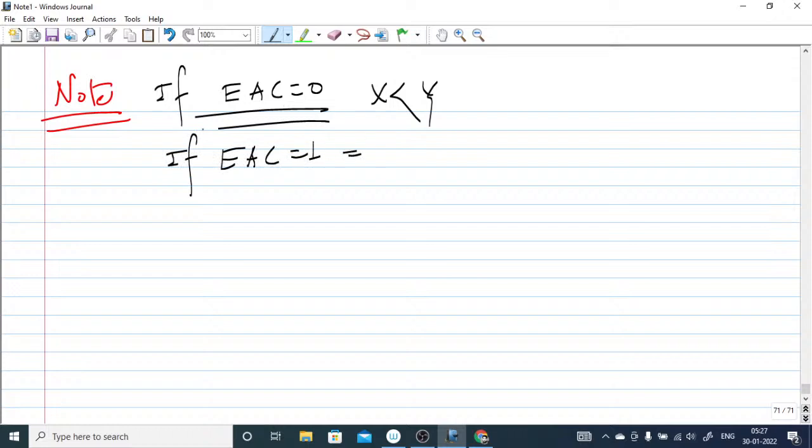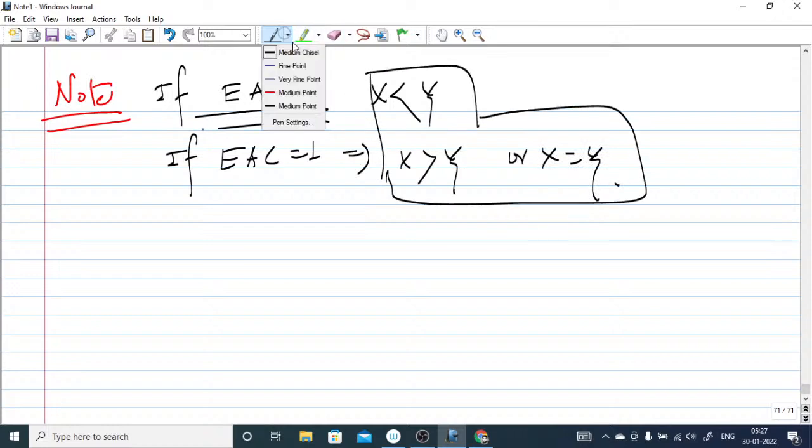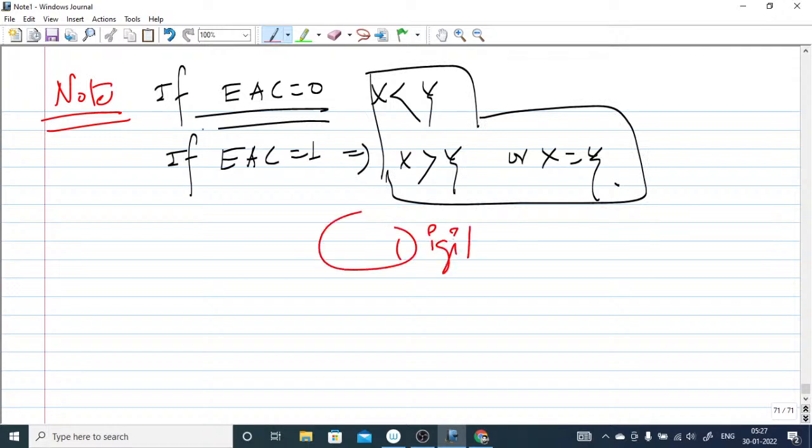And if EAC is equal to 1, it means that EAC will be 1 when x is greater than y or x is equal to y. This kind of concept, when digits are greater or lesser, will be understood when we talk about the digital comparator. We will have to design one comparator which will compare which of the two digits is greater than the other.